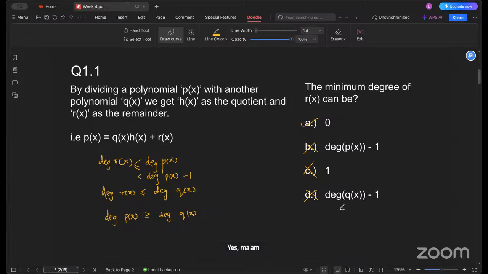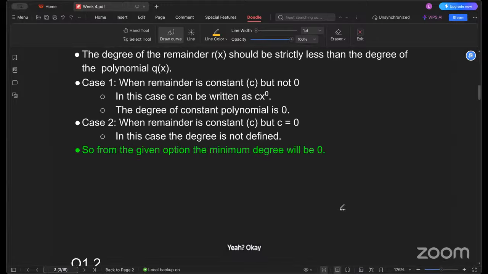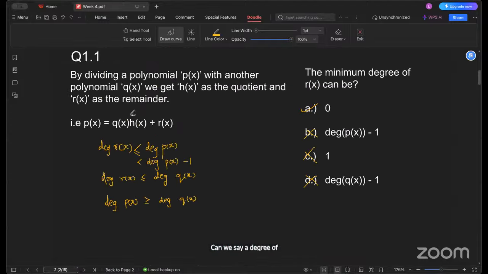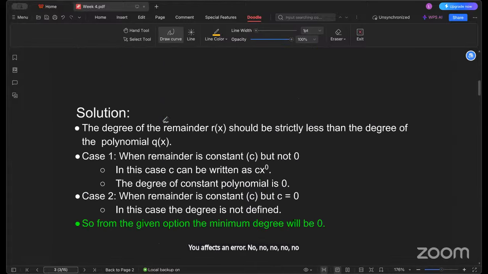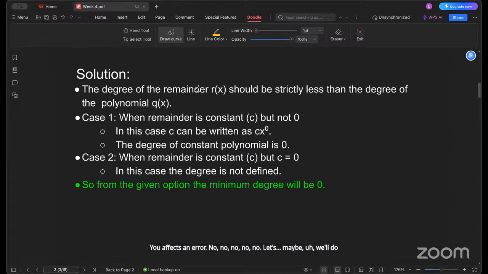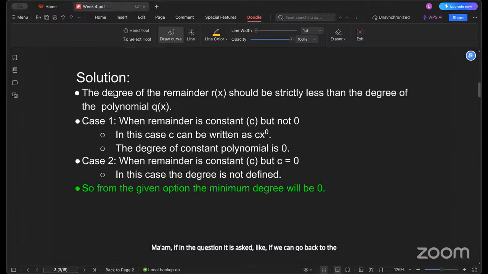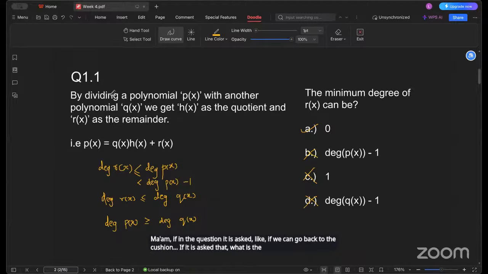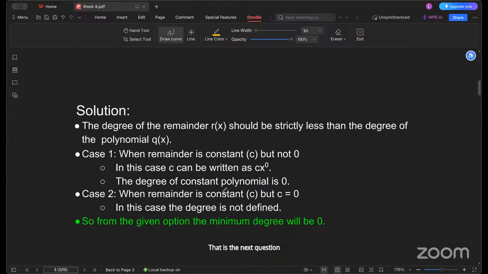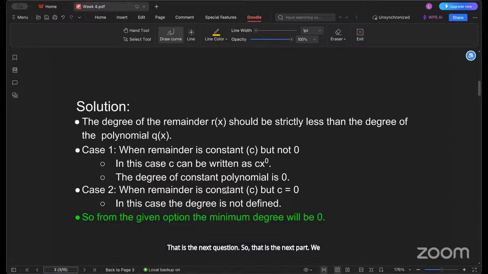Yes, ma'am. Okay. Now, can we say degree of P of x and R of x will be same? No. Maybe we'll do some specific examples. Ma'am, if in the question it is asked, like if we can go back to the question, if it is asked what is the maximum degree of R of x, then B and C can be right. That is the next question. That is the next part. We are going to see that only.